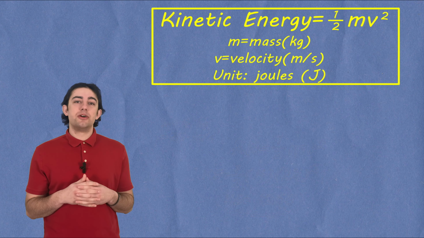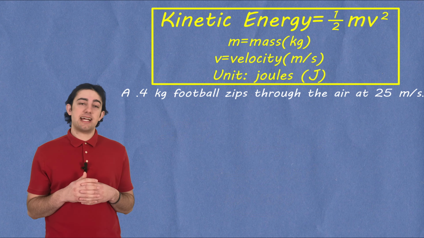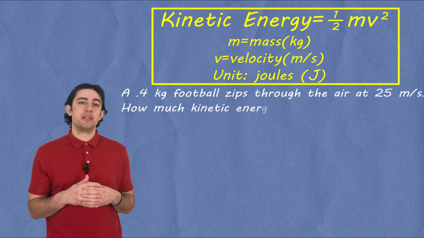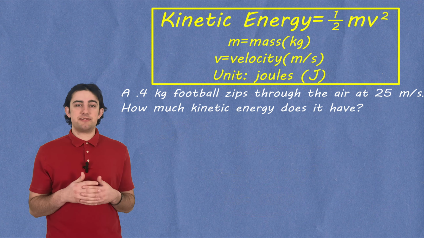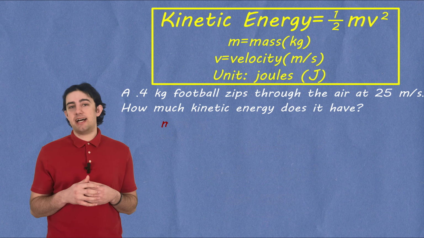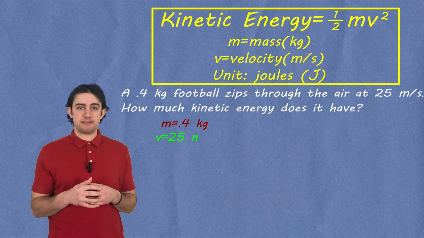For our next problem, we are told that a 0.4 kilogram football zips through the air at 25 meters per second and asked how much kinetic energy it has. We should begin by writing down the information of the problem. The first piece of information is the football has a mass of 0.4 kilograms. The second piece of information is the velocity is 25 meters per second.